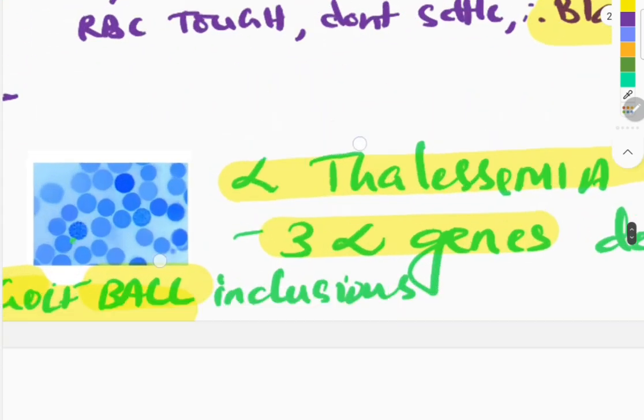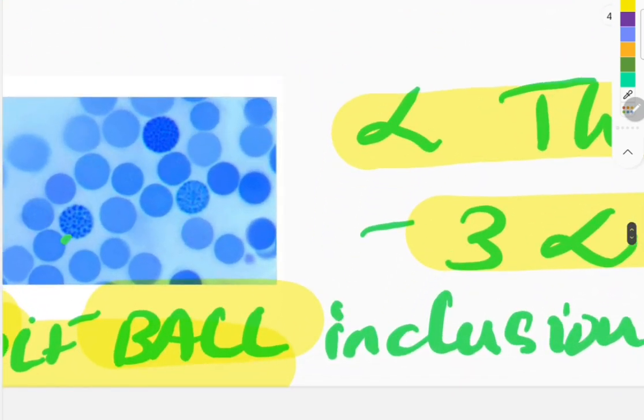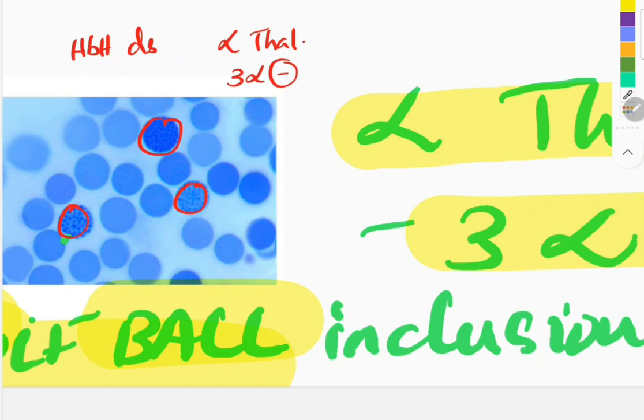Yes, can you see this picture here? This is like a golf ball, right? So again, repeat after me, it is seen in a disease called HBH disease. Very good. What is the problem here? It is a kind of alpha thalassemia. And what is the genetic problem here? Almost three alpha genes are deleted, right? And this results in the formation of beta 4 tetramers. Very, very important, beta 4 tetramers. And this in microscopy will give you the appearance of golf ball inclusions.